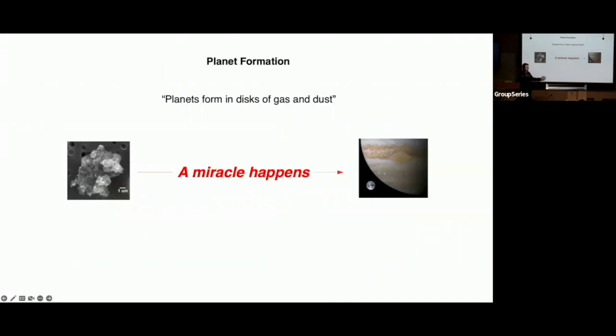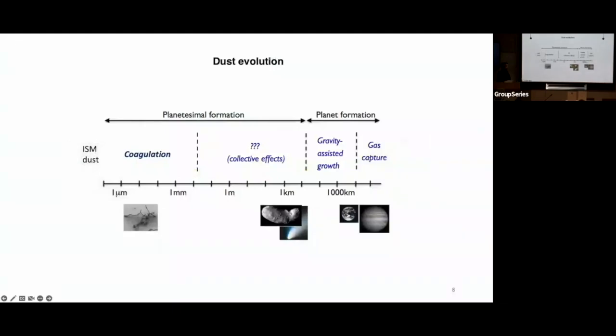And this is the basic view of how planets form. Planets form in disks of gas and dust. You have interstellar dust between stars, you get it into this disk, and then somehow it forms planets. Of course, our job is to explain exactly how this miracle happens.